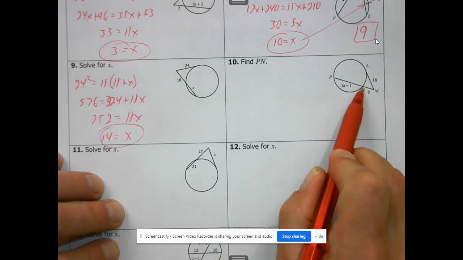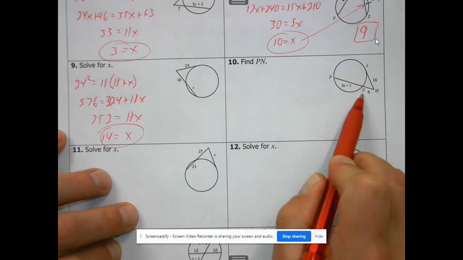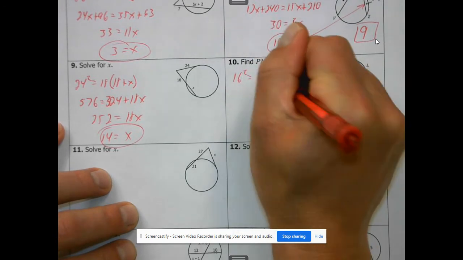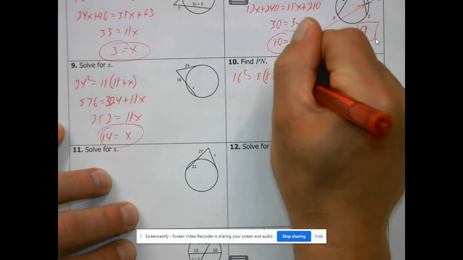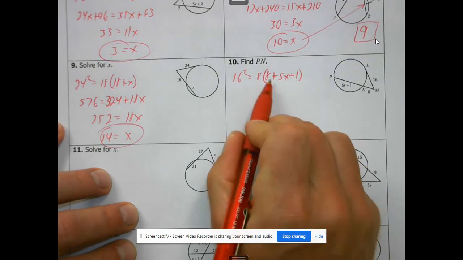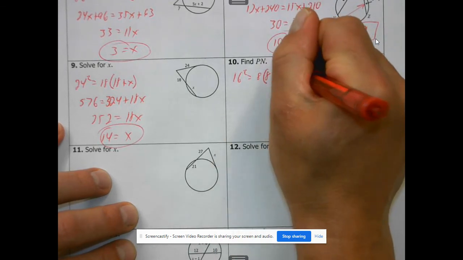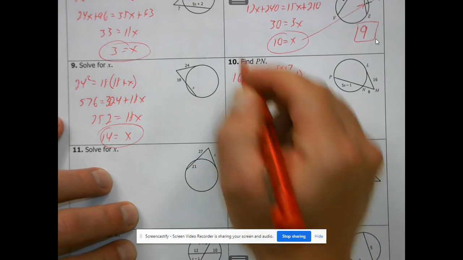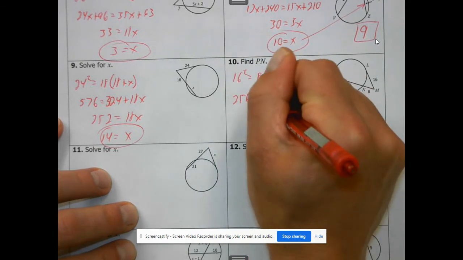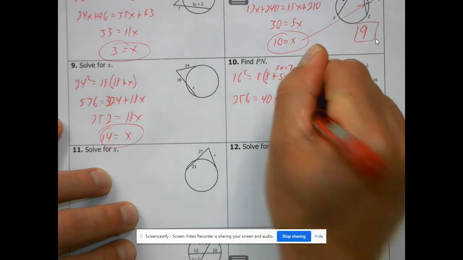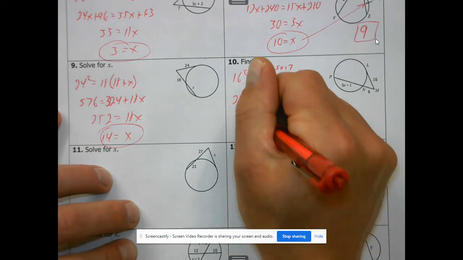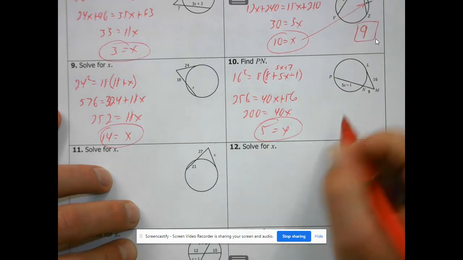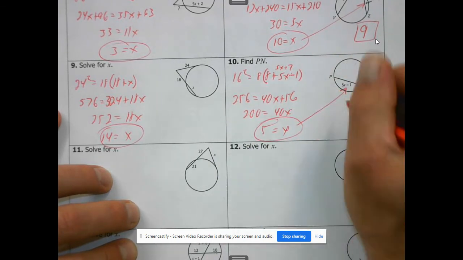Tangent line, secant line. Square the tangents, you know what to do with the secant lines. 16 squared equals 8 times 8 plus 5x minus 1. Inside here, 5x plus 7, because we have to distribute that 8, right? 16 squared is 256. 40x plus 56. Subtract the 56 over, that's 200. 40 goes in there 5 times. Plug it in, 24.